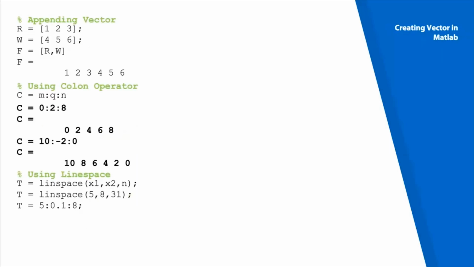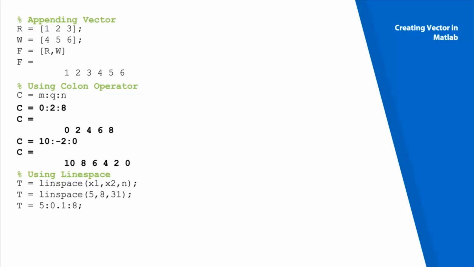There are many more ways to create a vector. We can create a vector by appending one vector to another. For example, to create a vector f whose first three columns contain elements of vector r, that is 1, 2 and 3, and the next three elements contain the elements of vector w as 4, 5 and 6, we can combine these two vectors using square brackets as f = [r, w], resulting in a 6-element row vector.